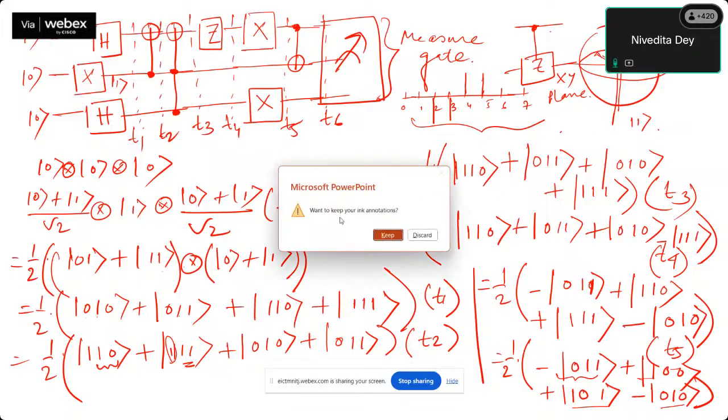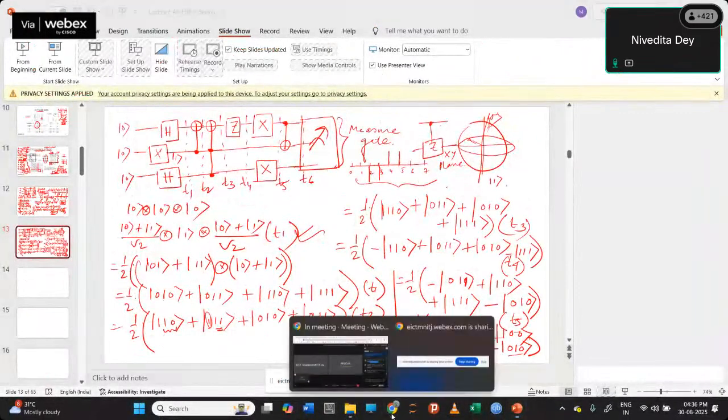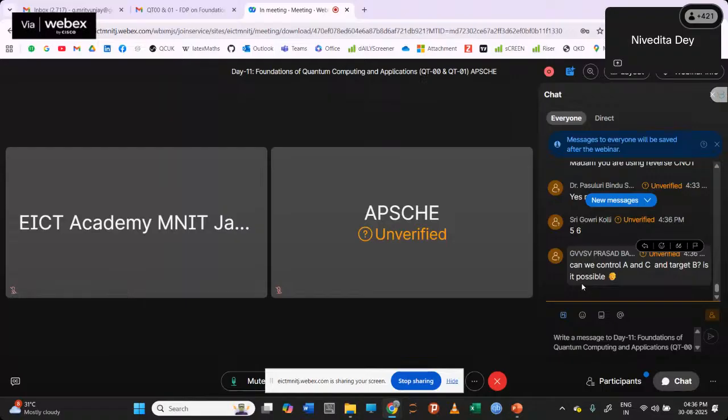Anyone, any question you have on this one? Let me go back. Yes, definitely. But in the same line, you cannot do that, so you have to apply it in that way. Of course, you can do that. A and C can be control and B can be target.